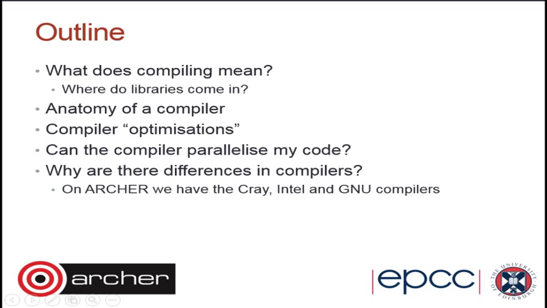As well as trying to answer the question, based upon these optimizations, can the compiler automatically parallelize my code for me? And then lastly, we're going to briefly discuss why on earth we have three different compilers on Archer. What's the difference between them? Why don't we just have one compiler? And there's a very good answer for that. I say we're going to discuss that later on.